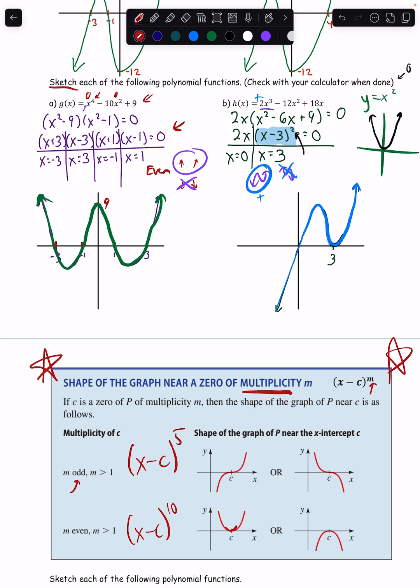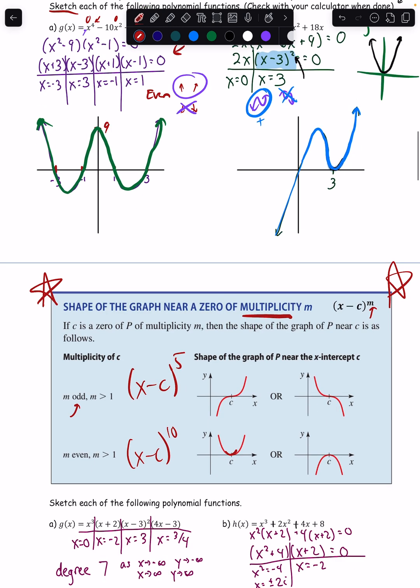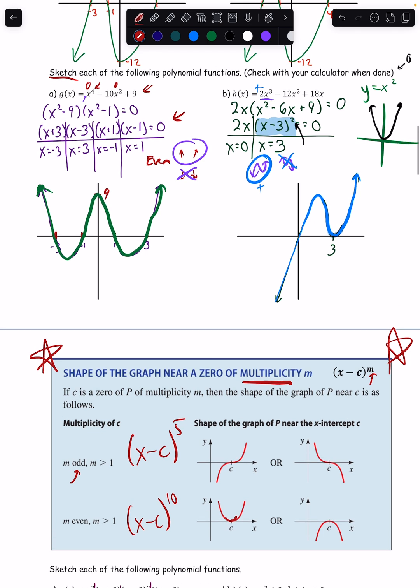The only thing that changes a little bit, we'll talk about it once we do A. But any odd multiplicity, odd amount of that same 0, it crosses. Even, it bounces. So let's look at the next question.